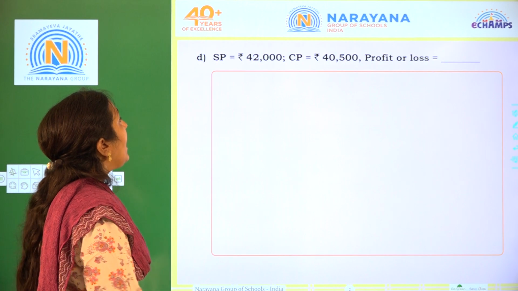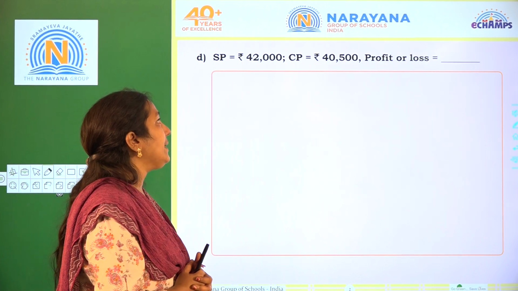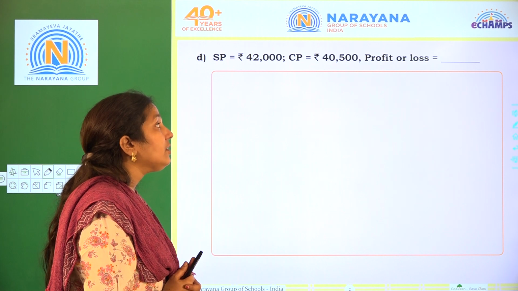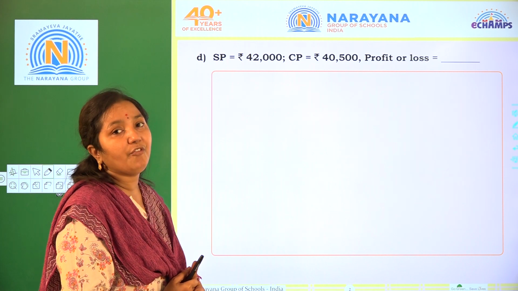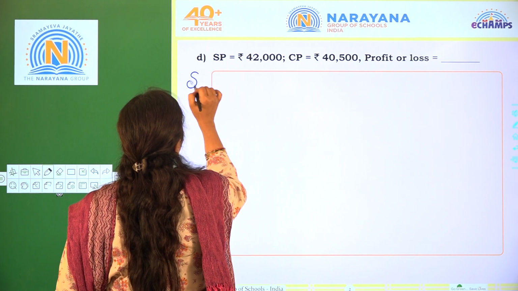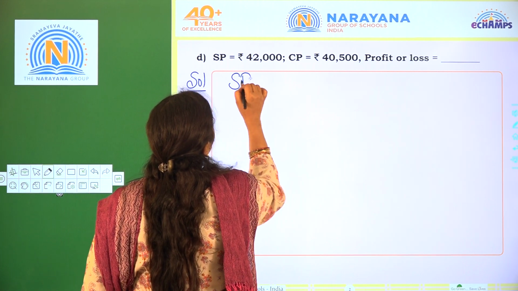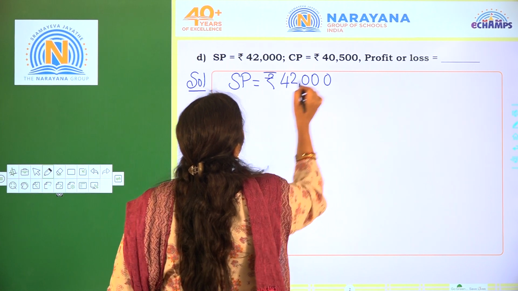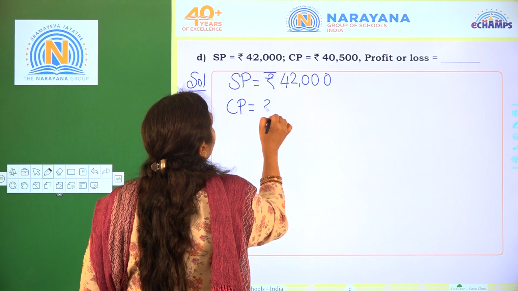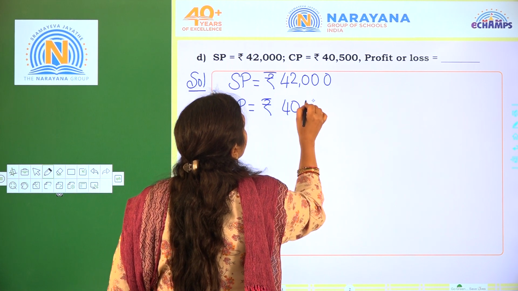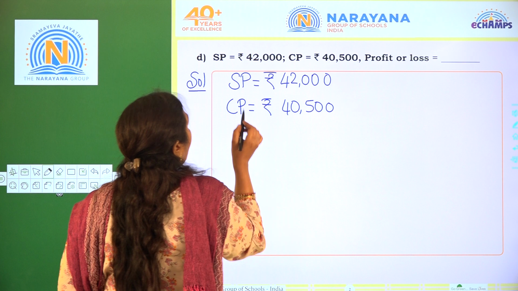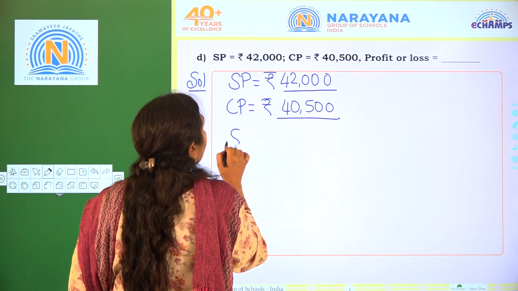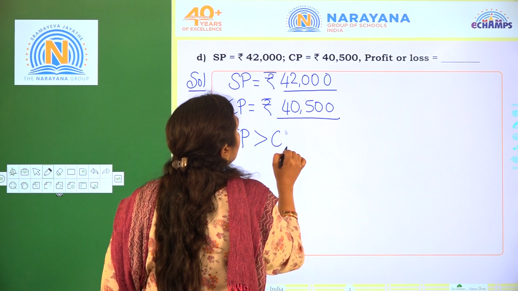Next one. SP is given, meaning the selling price is given as 42,000, and CP is given as 40,500. We have to find the profit or loss. Coming to the solution: the selling price is rupees 42,000 and the cost price is rupees 40,500. See which is greater, children? Selling price or cost price? Selling price is greater than cost price.